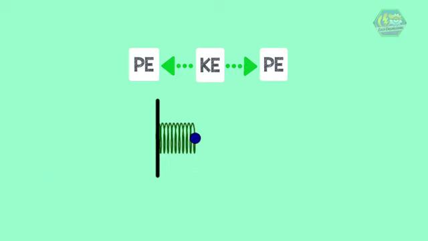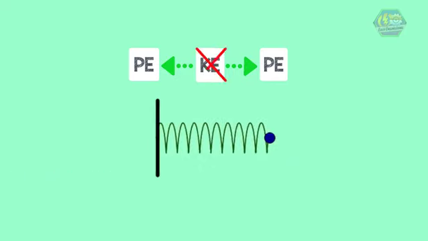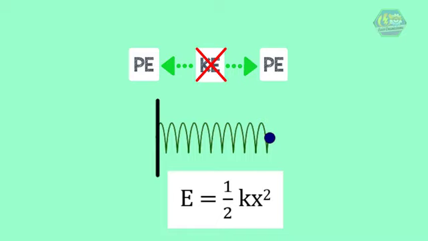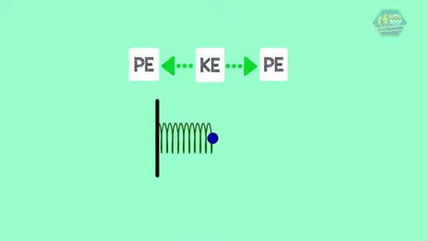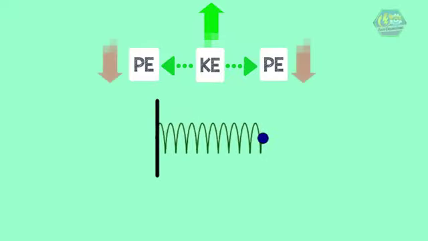When the ball experiences potential energy, there is no kinetic energy involved. This brings us to the equation: total energy of the ball equals half of the spring constant multiplied by the amplitude squared. On the other hand, when the ball moves faster and faster, its kinetic energy increases, and at the same time its potential energy decreases.